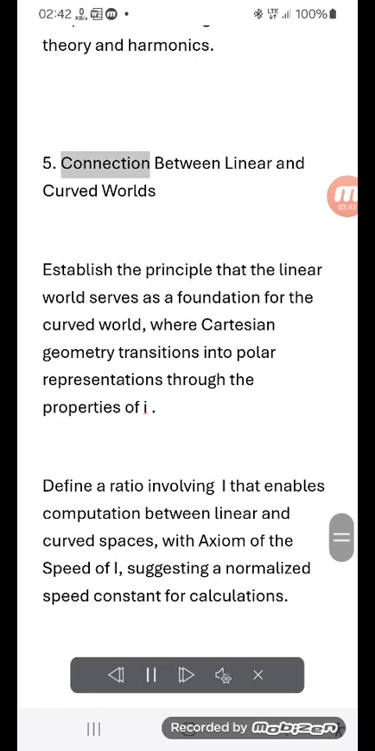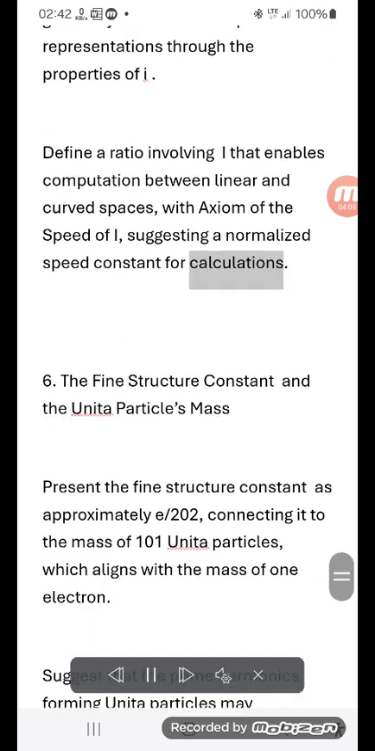5. Connection between linear and curved worlds. Establish the principle that the linear world serves as a foundation for the curved world, where Cartesian geometry transitions into polar representations through the properties of I. Define a ratio involving I that enables computation between linear and curved spaces with the axiom of the speed of I, suggesting a normalized speed constant for calculations.